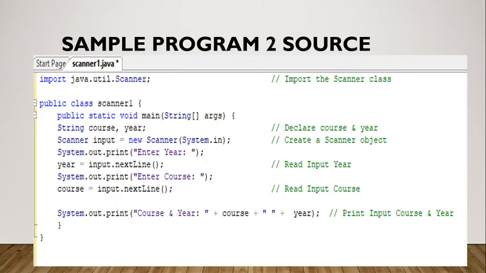Sample program 2 source code. Import java.util.Scanner, this will import the Scanner class. Public class Scanner1. Public static void main, String args. String course, year, this will declare course and year. Scanner input equals new Scanner, System.in, this will create a Scanner object. System.out.print, "Enter year". Year equals input.nextLine, this will read input year. System.out.print, "Enter course". Course equals input.nextLine, this will read input course. System.out.print, "Course and year" plus course plus year, this will print input course and year.